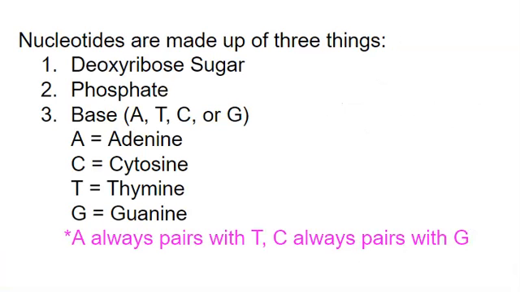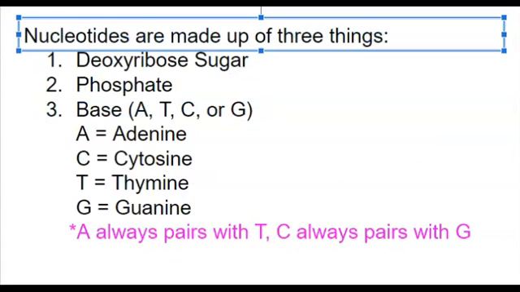So let's write down these rules. A always pairs with T. C always pairs with G. These rules are going to be really important for you to know later on in this unit.